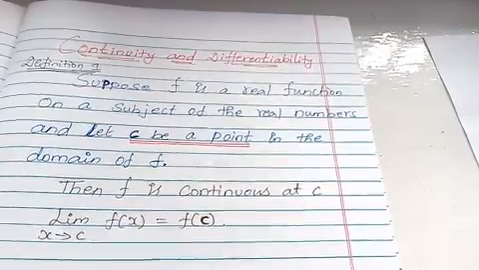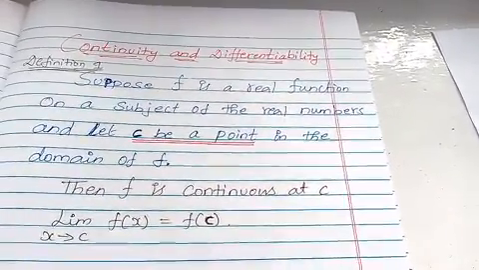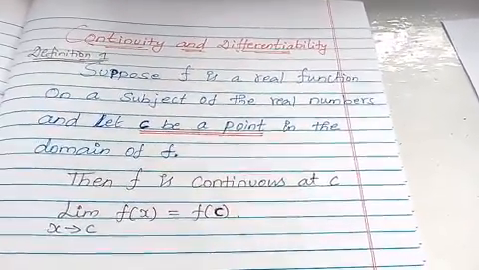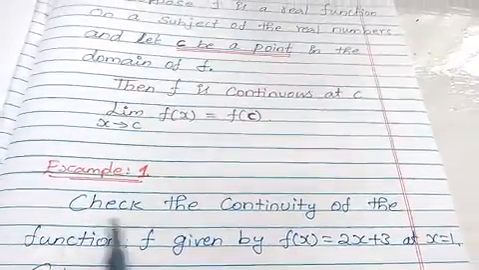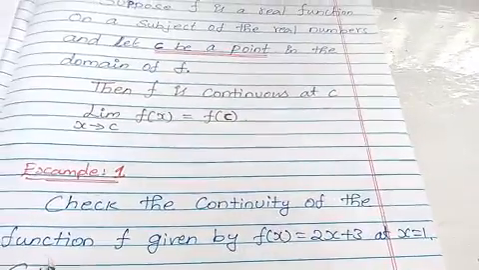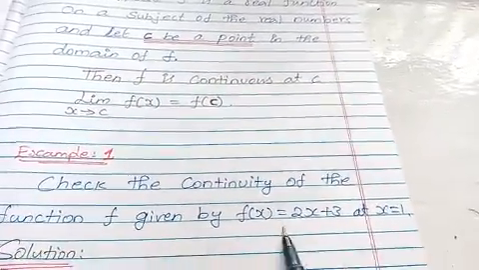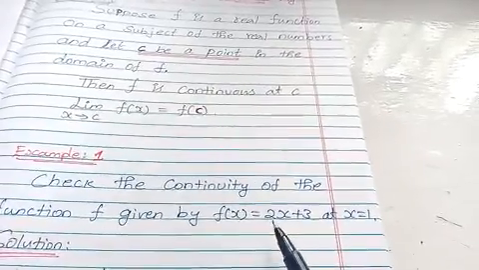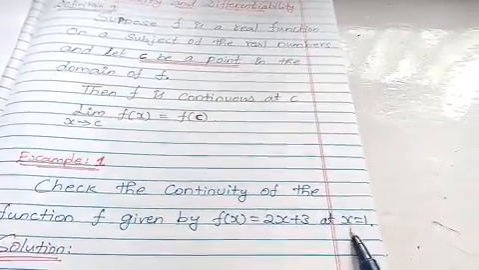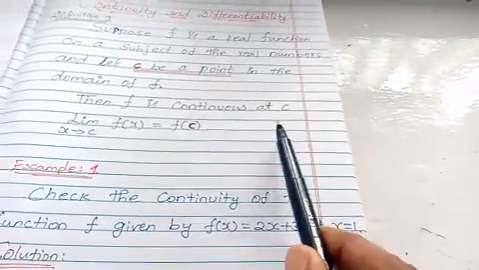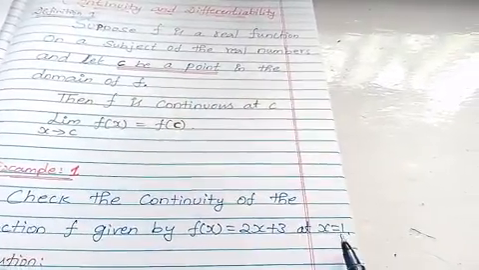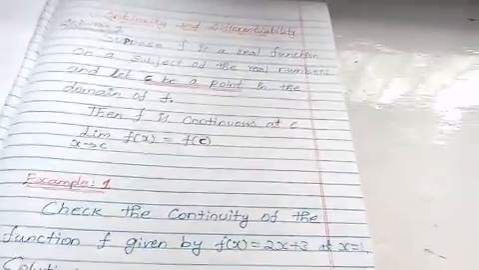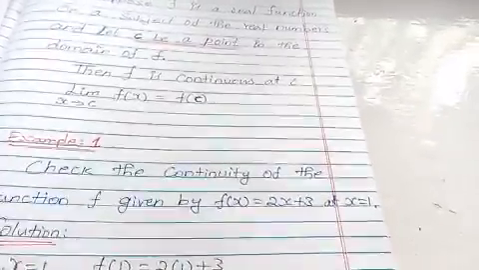Let us discuss using some example problems so that it will be more clear for you. Come on, let us discuss example sums. Example 1. The question is: check the continuity of the function f given by f of x equal to 2x plus 3 at x is equal to 1. So the function here is 2x plus 3 where x is equal to 1. Here C is a point, right? The point is 1. There we have to check whether it is continuous or not. Let us see the solution.